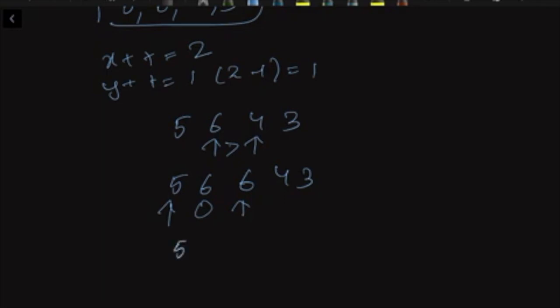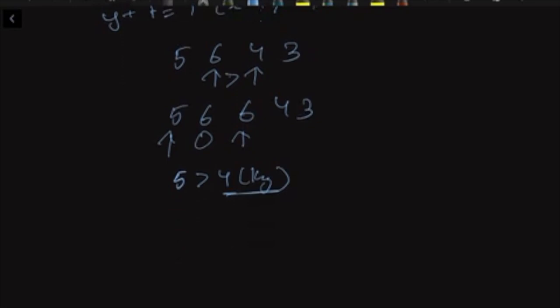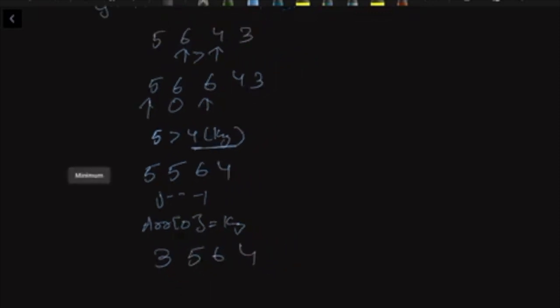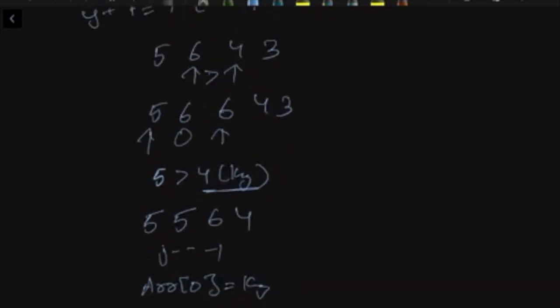So 5 is greater than 4. 4 is basically our key value as I wrote in the code, and if 5 is greater than 4, we'll push 5 to the right hand side, so it will become 5, 5, 6, 4, and j minus minus will become minus 1. So minus 1 plus 1, so array of 0 will be key again, so it will be 3, 5, 6, 4. So 3, 5, 6, 4.